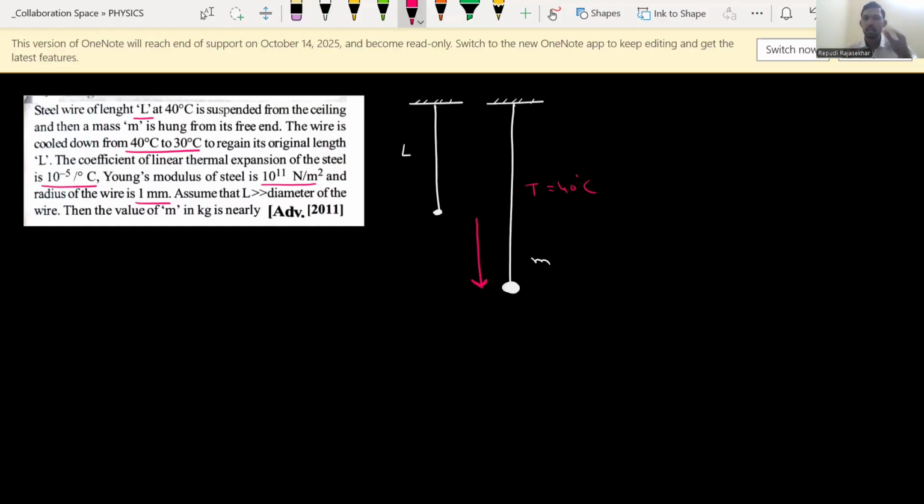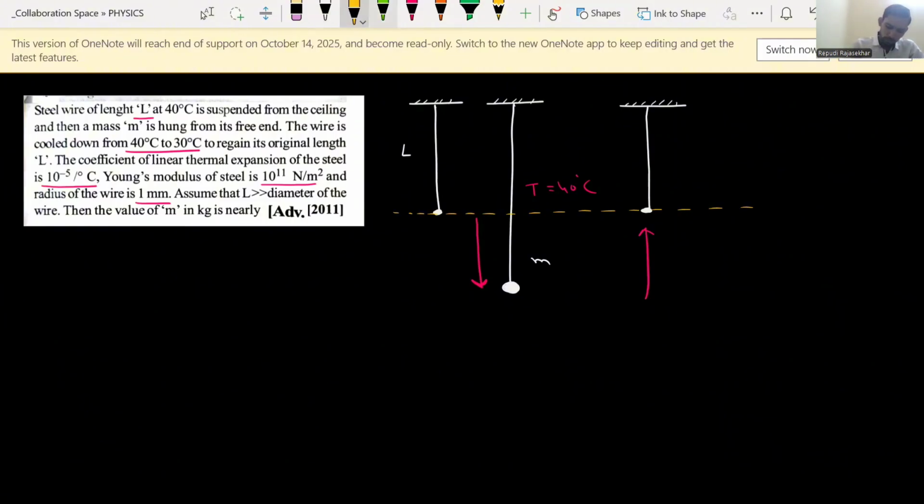Now to bring the wire to its actual length, what are we doing? We are decreasing the temperature. Right? Initial temperature 40 degrees, now we are decreasing the temperature to 30 degrees centigrade. We know that whenever we decrease the temperature, materials will contract. Due to that, the length will decrease here. So this is the final scenario we can observe, where the wire reaches its actual length. Right? So the length reached is again the initial length. If you compare, this is the initial length where it started and the final length is also the same.